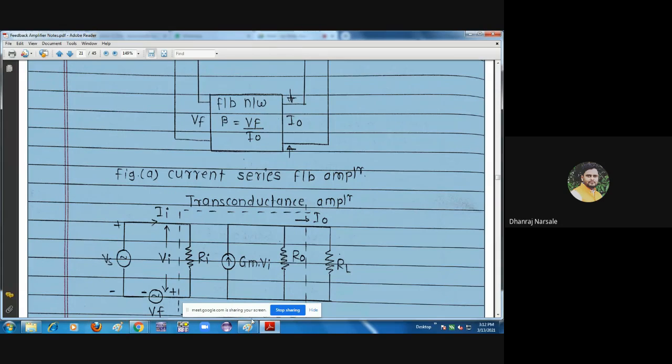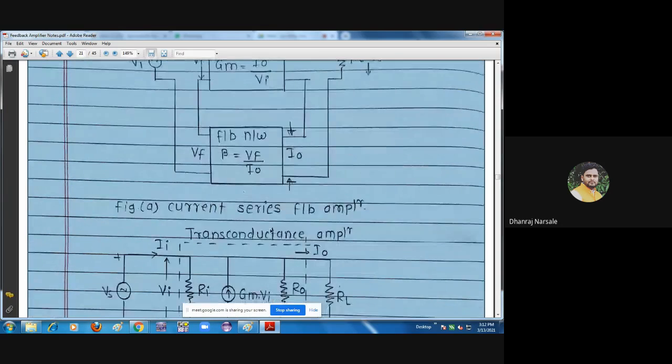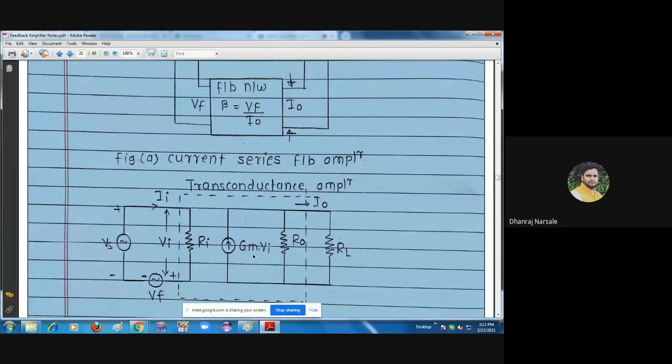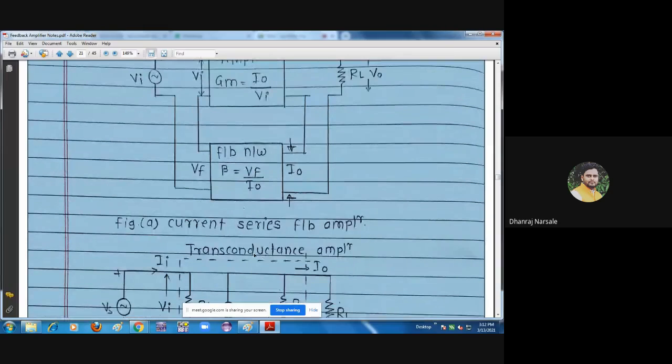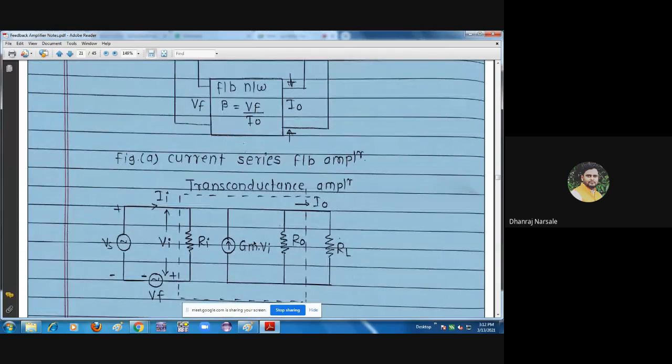And this is the transconductance amplifier. Here the output side is converted by Norton's theorem into the equivalent circuit. It is GM into VI, and here GM is equal to IO divided by VI. So VI gets cancelled, and IO will be there. So the current is the first parameter. Current in parallel with resistance, this is Norton's theorem, and in parallel with the load resistance RL. So figure B shows the equivalent circuit to find the input resistance of the current series feedback amplifier with the help of the transconductance amplifier. Now on the output side, output current IO is there.